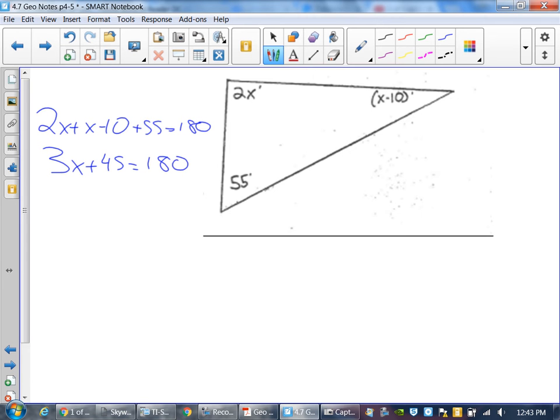And then you're left with a two-step equation. It doesn't say solve for the angles, it just says solve for x. Remember, a lot of times it could. You just have to read the question carefully. That's all. You're getting there.